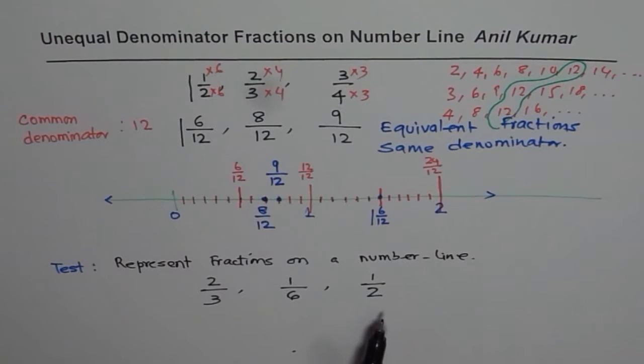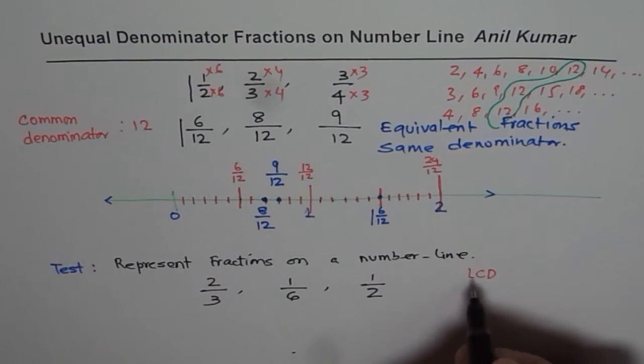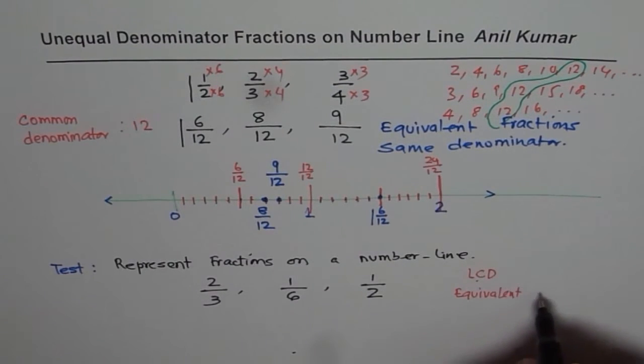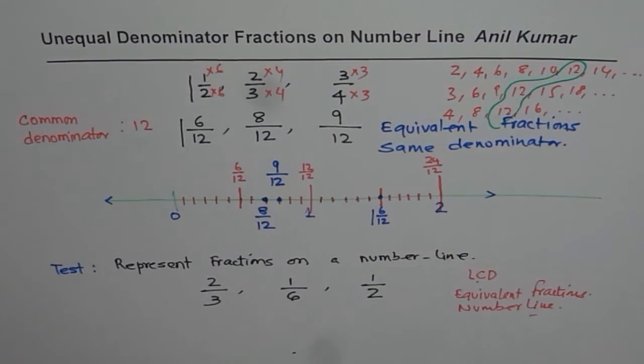Remember, the first step is to find the lowest common denominator. So let's revise. Find the lowest common denominator, and with that denominator write equivalent fractions, and then place them on the number line. That is how you should be doing it.